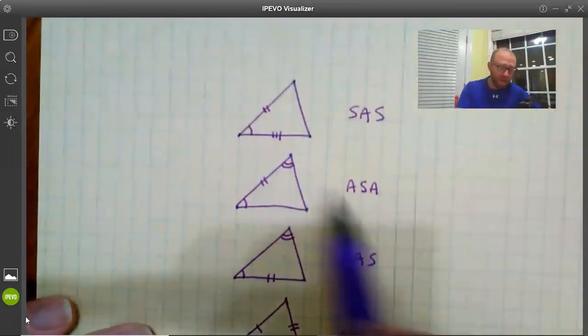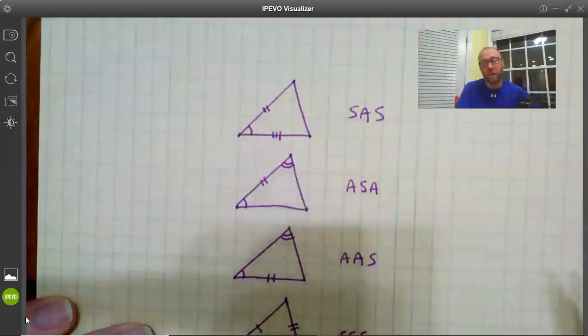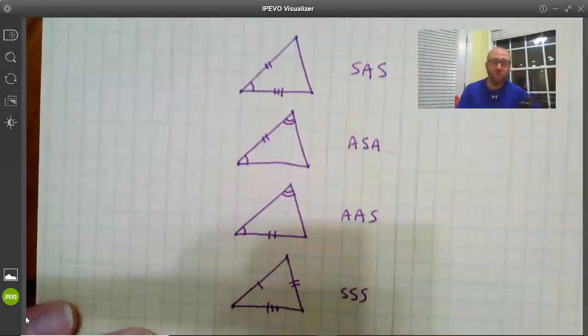We've got angle side angle, which means that these two angles from this triangle would match two angles from another triangle, and the side in between them would match, and that's called angle side angle. Knowing that is enough to know that the two triangles are congruent.